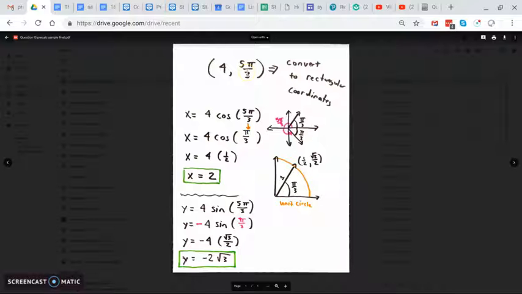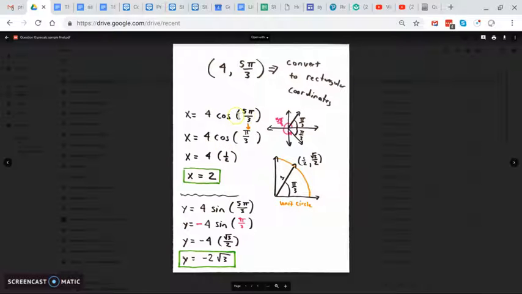5 pi over 3 degrees, right? With a magnitude of 4. So to convert it to rectangular coordinates, all we do is multiply the magnitude times the cosine of that angle for x, right? And then for the sine, it's just the magnitude times the sine of that angle that will give us the y coordinate, okay?